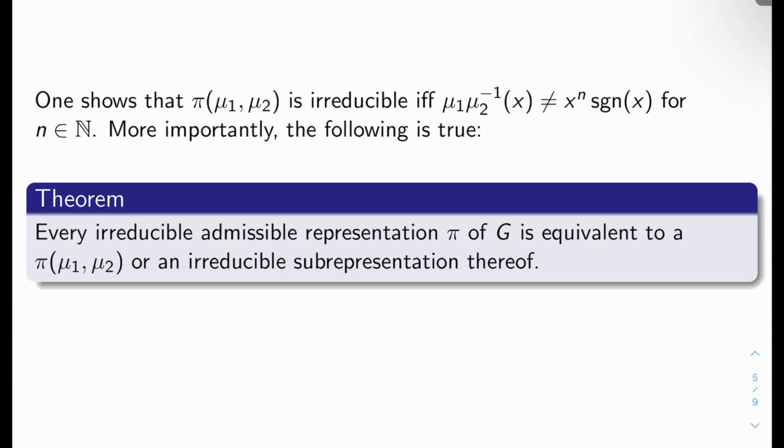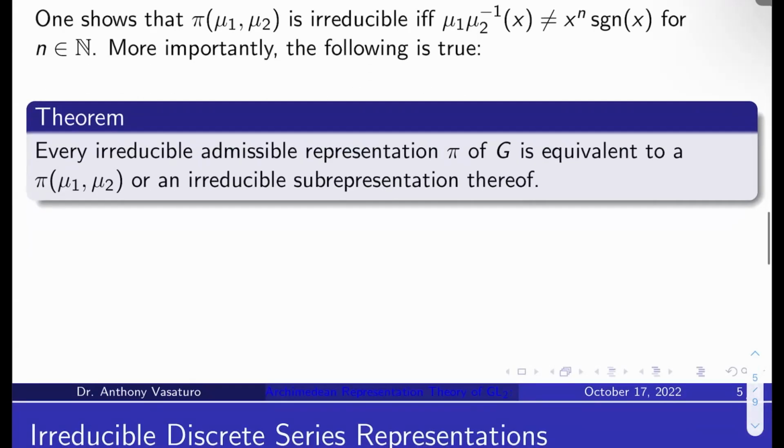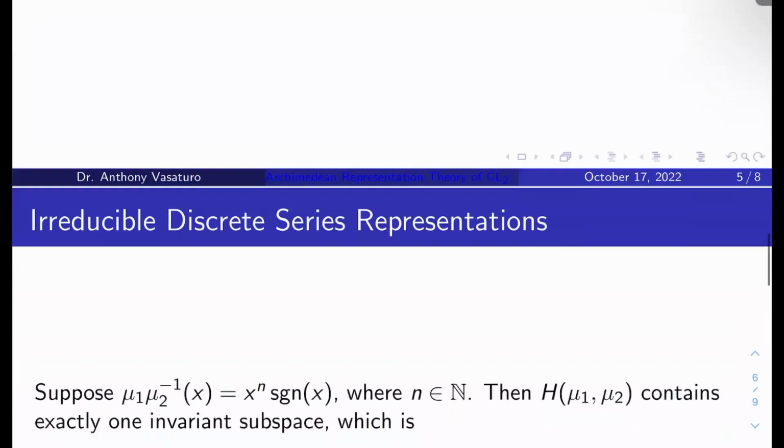But more importantly, the following theorem holds: every irreducible admissible representation pi of G, and those are exactly the representations we're after for the Langlands conjectures, is equivalent to pi of mu1, mu2 for some mu1 and mu2, or an irreducible subrepresentation thereof. So some irreducible subrepresentation of this. So in some sense, these representations induced by characters govern all of the admissible irreducible representations of GL2 of R. So they're quite important, as you might imagine then.